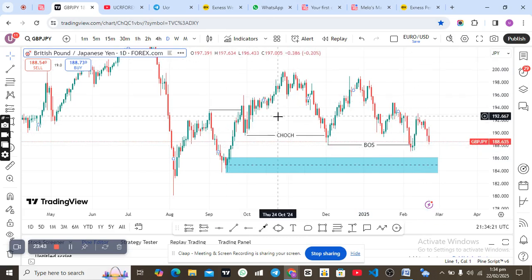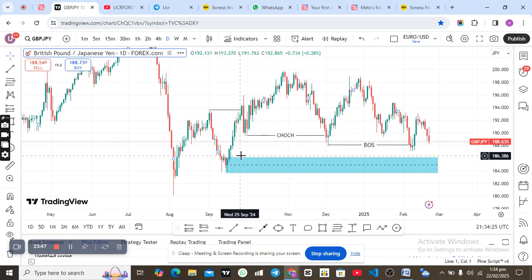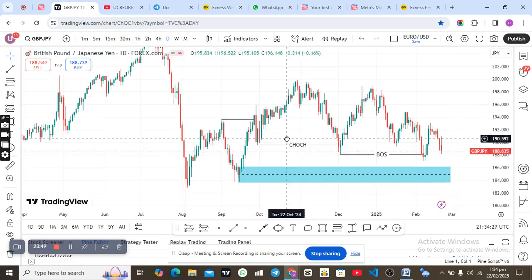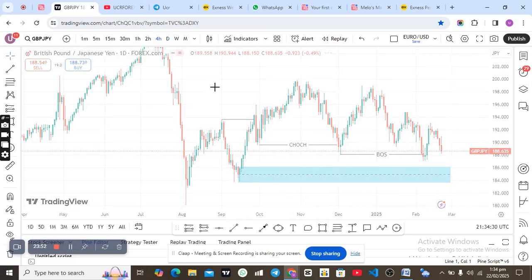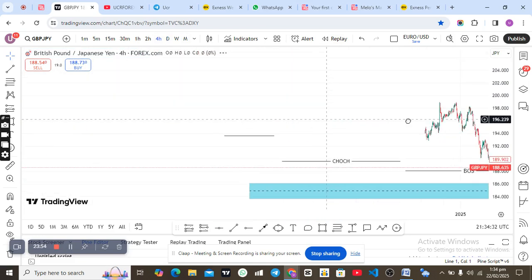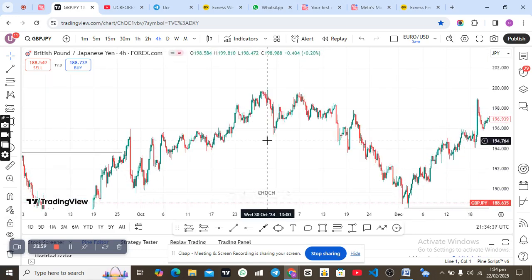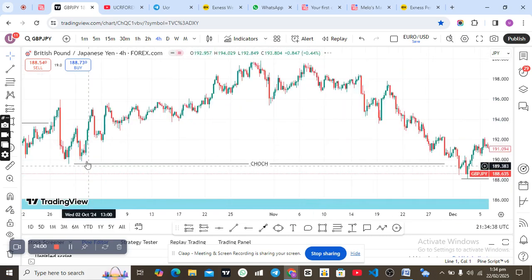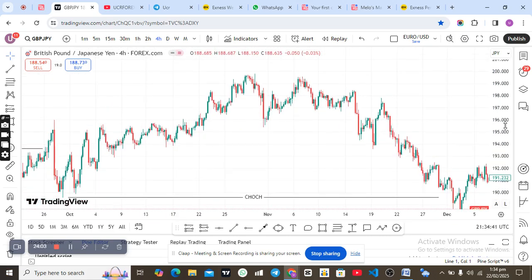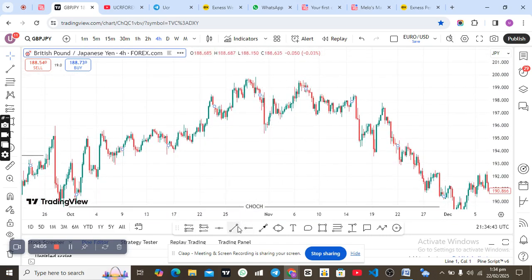Now let's concentrate on how to start marking out a POI that has been mitigated, since this is what we call an unmitigated POI. Now the POI that has been mitigated here, if you go to the 4-hour time frame, this is the zone where price started dropping to the downside. We can see all this push to the upside, and the next thing we see is a reversal. We see a change of character that happened there.